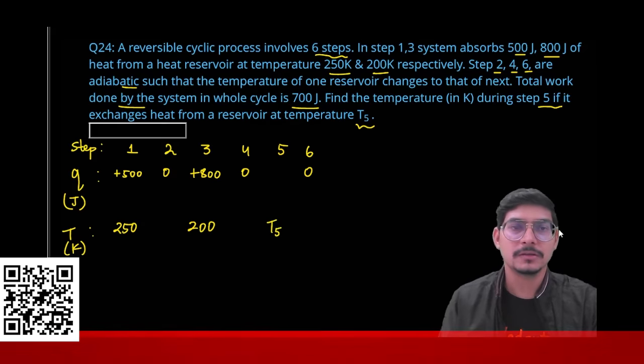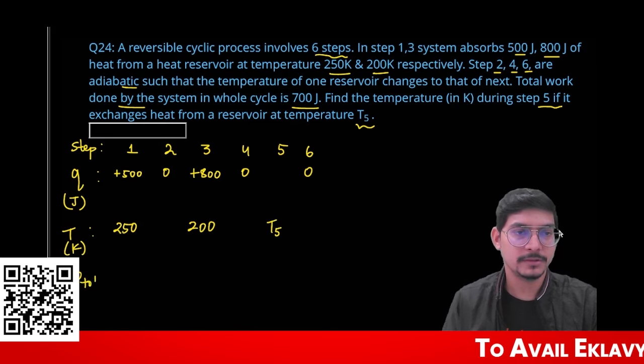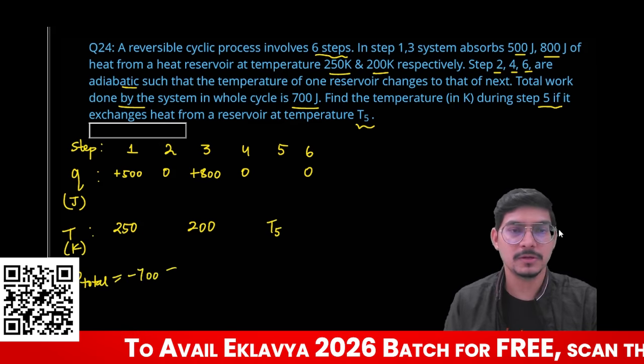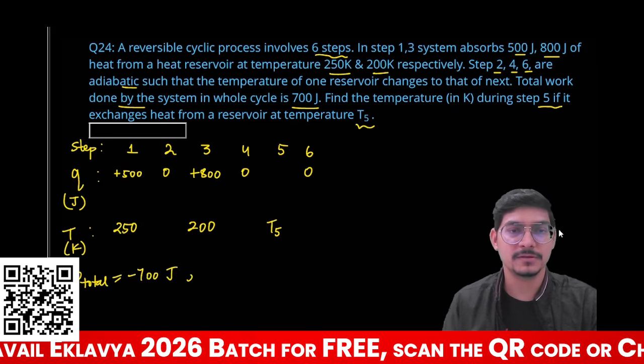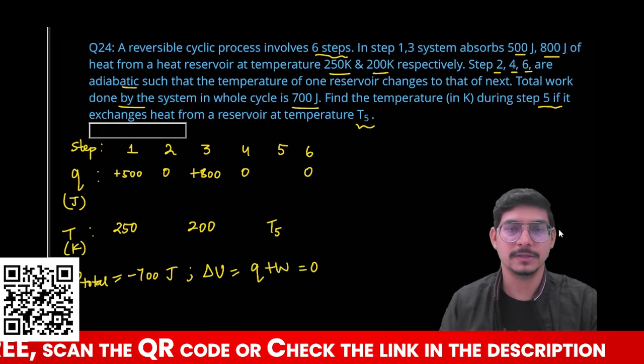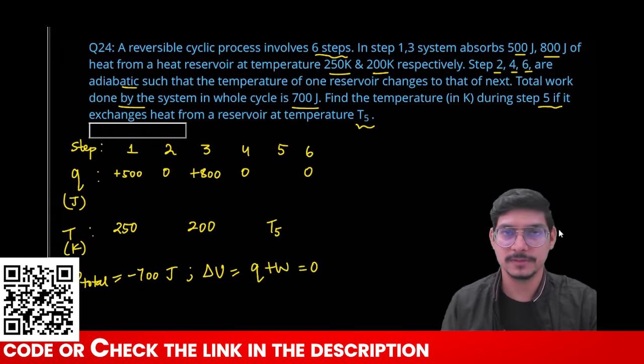The total work done in the process, which is work done by the system, is given to be minus 700 joule. Now, because this is a cyclic process, from the first law of thermodynamics, delta U is equal to Q plus W, and this will be 0 because delta U over the entire cyclic process will not undergo any change.